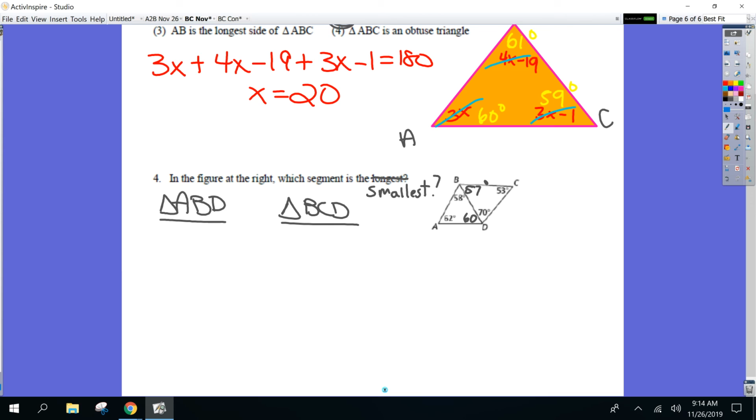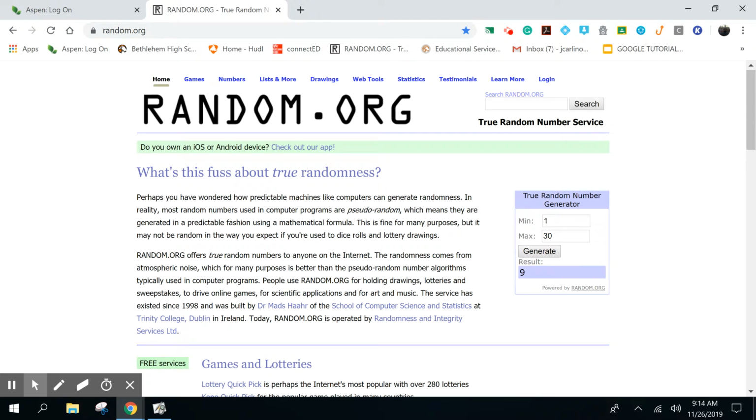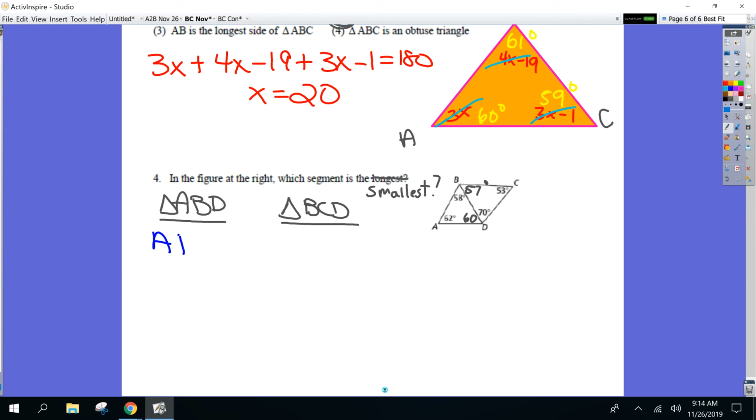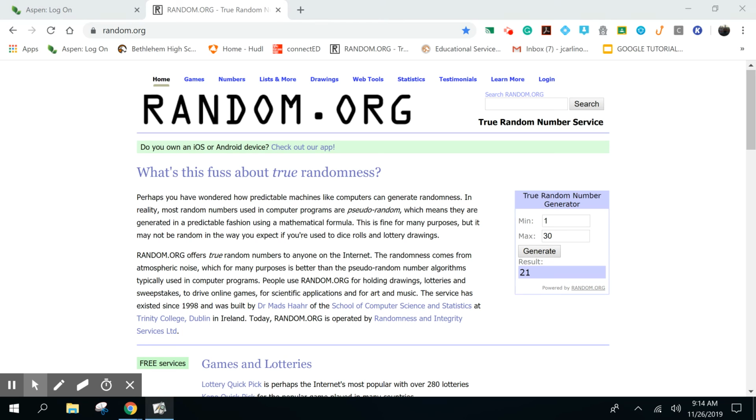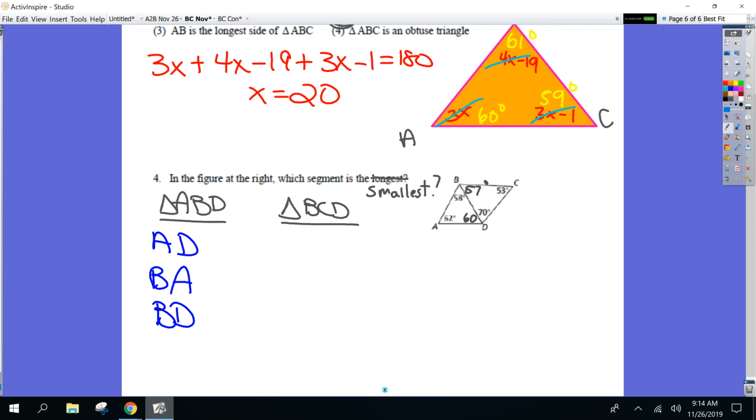All right, so one person right now, can you give me smallest to longest in triangle ABD only? Let's roll. AD, followed by BA, followed by? Oh, okay, got it, thank you. Could somebody please rank the sides from smallest to longest in triangle BCD? Yeah, come on. Correct. BD. DC. And? Okay.